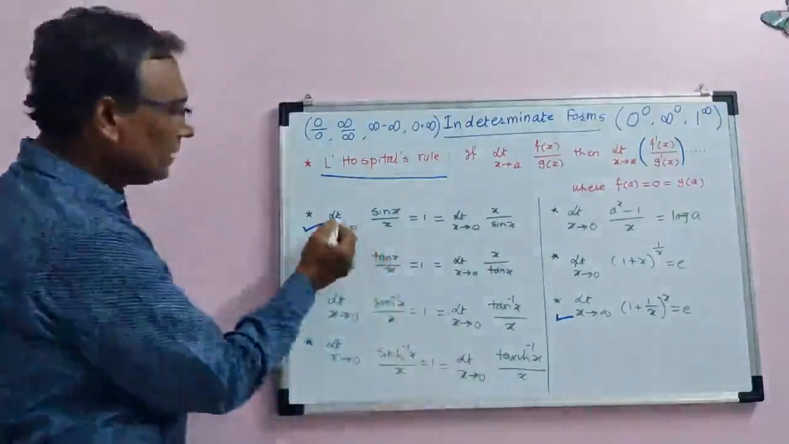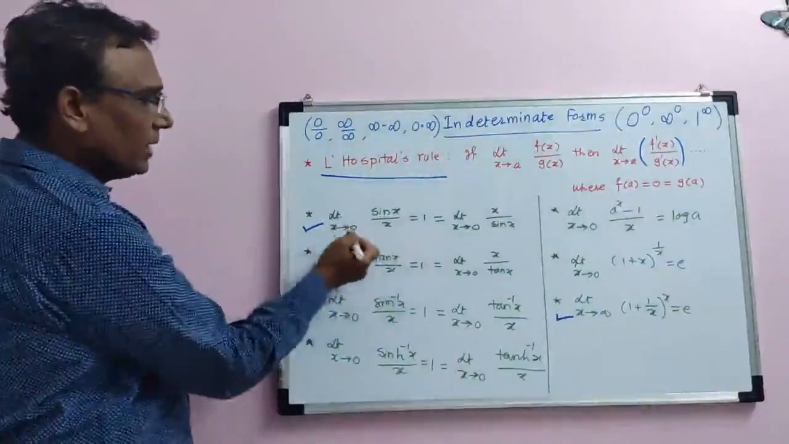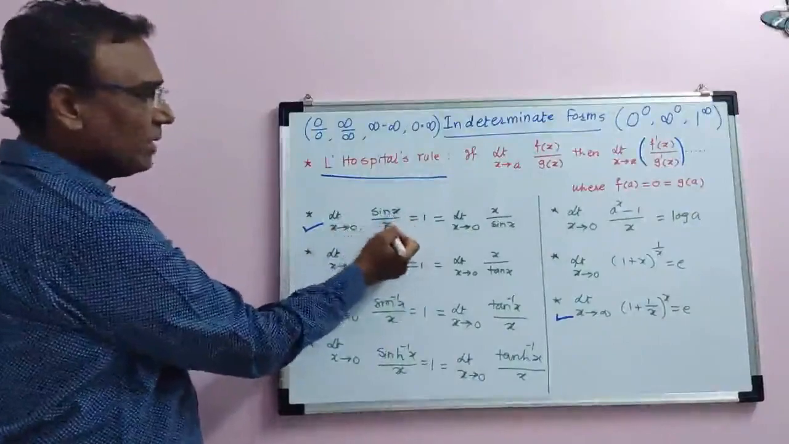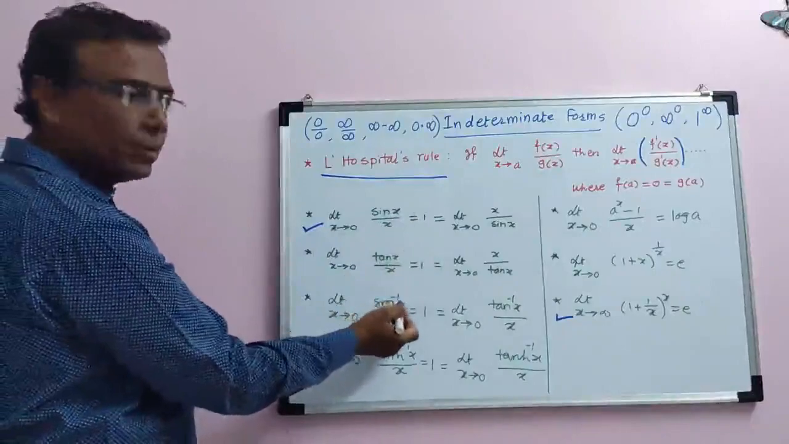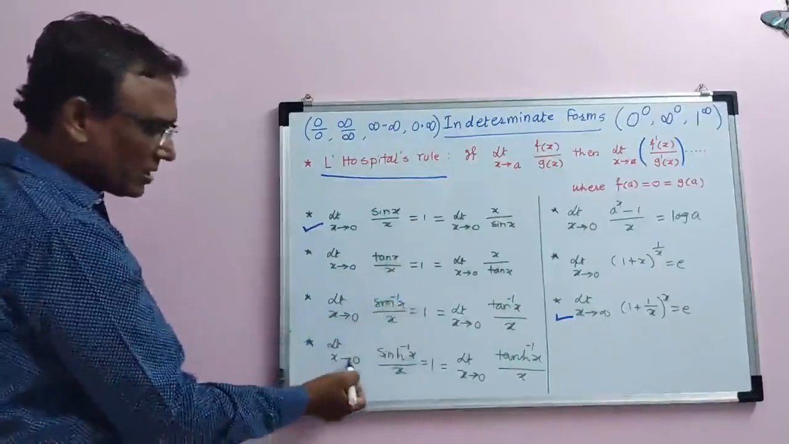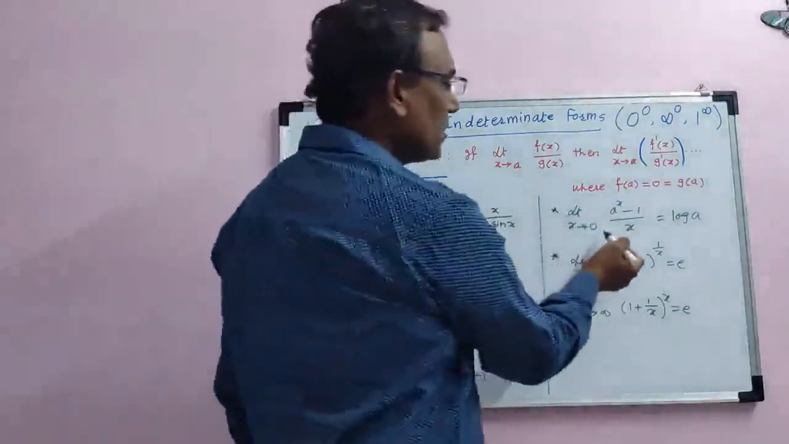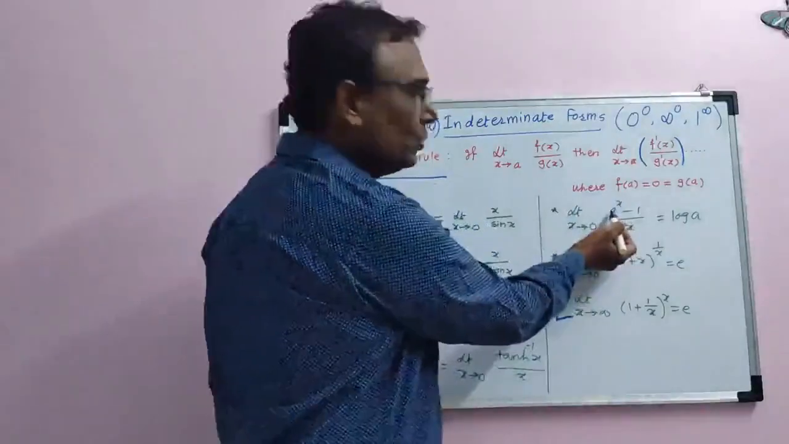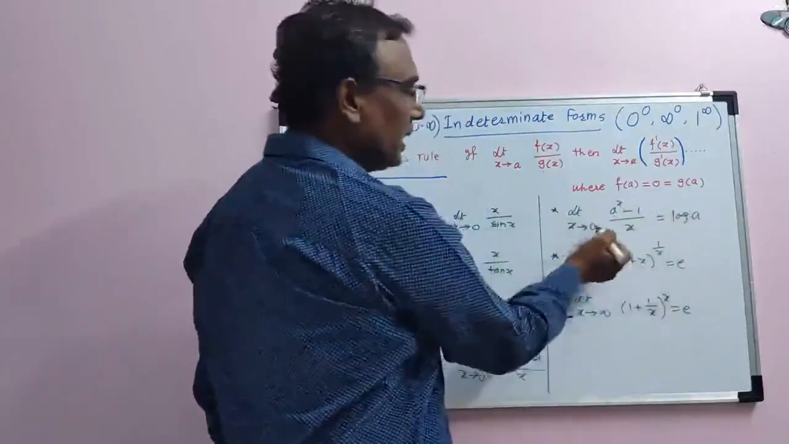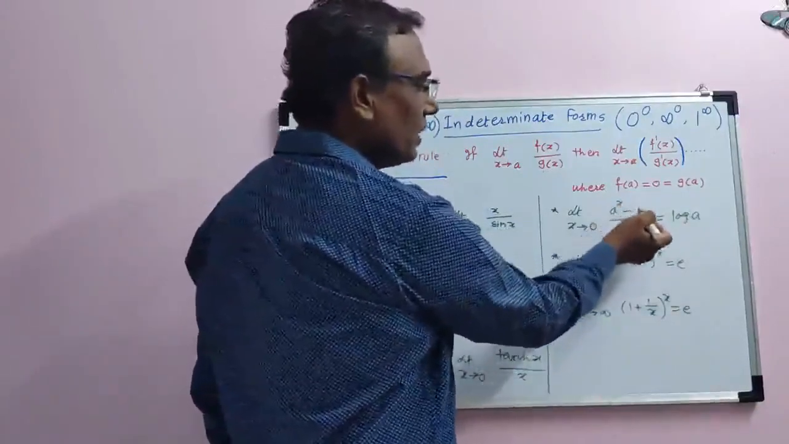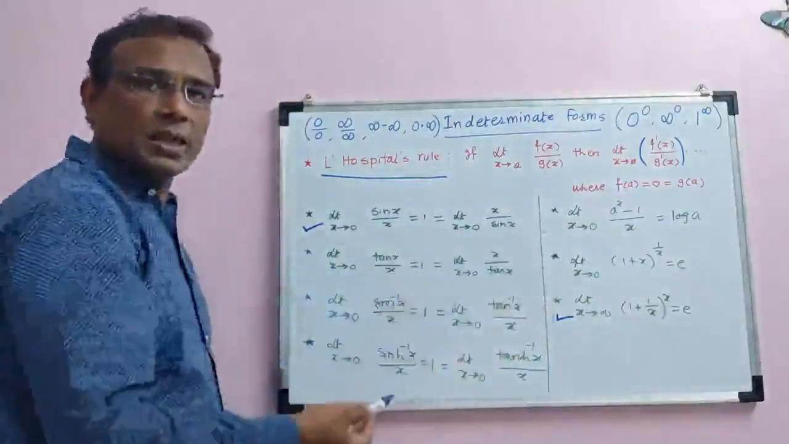For example, limit x tends to 0, sin 2x by 2x is 1. Limit x tends to 0, sin 4x by 4x is equal to 1. Like that, limit x tends to 0, sin inverse of 2x by 2x equal to 1. Limit x tends to 0, sinh inverse of ax by x equal to 1. If a is replaced by 2, limit x tends to 0, 2 raised to power x minus 1 by x is log 2. Limit x tends to 0, 3 raised to x minus 1 by x equal to log 3, and so on. These formulae may be asked in the examination.